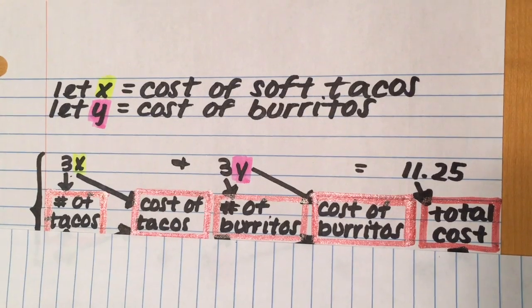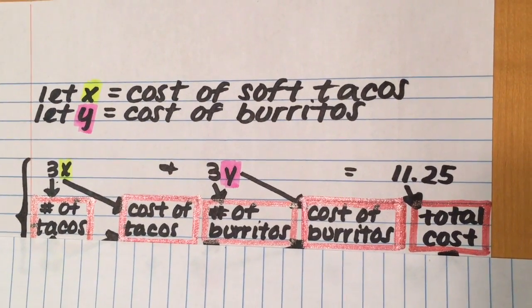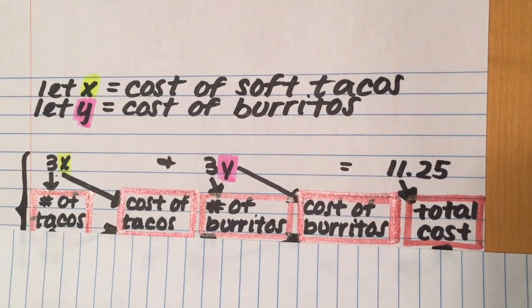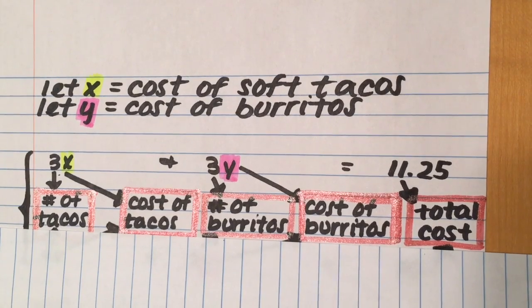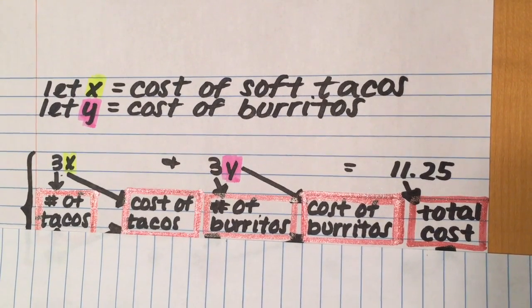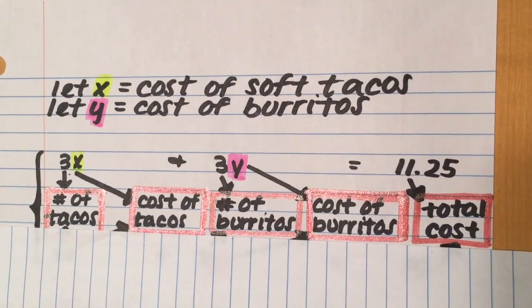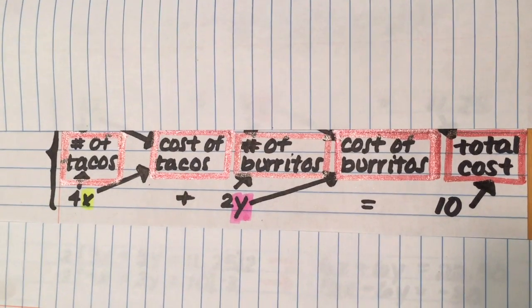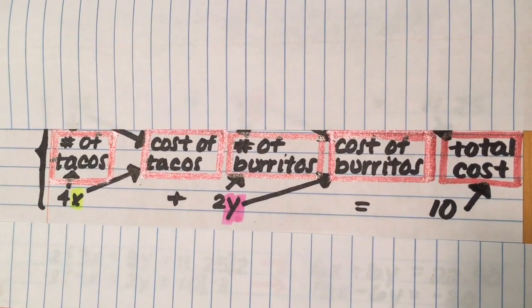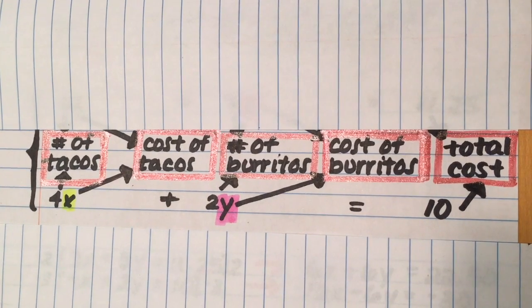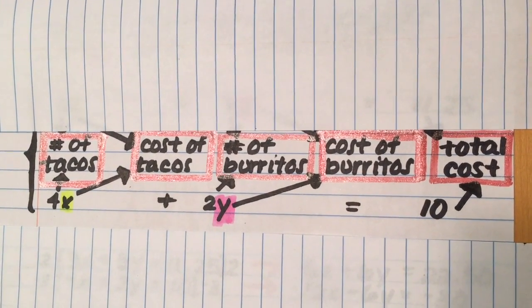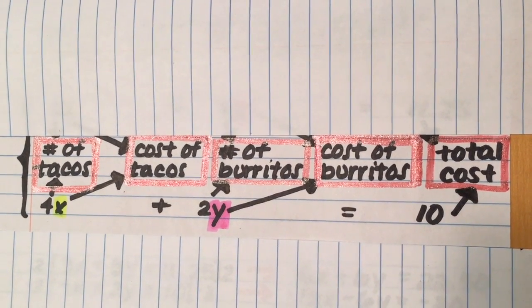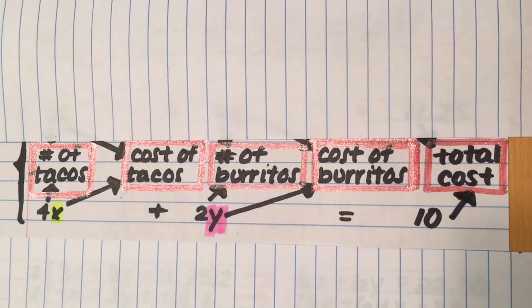The first equation is relating to my lunch. 3 means the number of tacos, followed by x, which is the cost of tacos, 3 meaning the number of burritos, and then y meaning the cost of the burritos, and 11.25 meaning the total cost. For the second equation, 4 represents the number of tacos, x represents the cost of the tacos, 2 represents the number of burritos, and y represents the cost of burritos. And 10 equals the total cost.